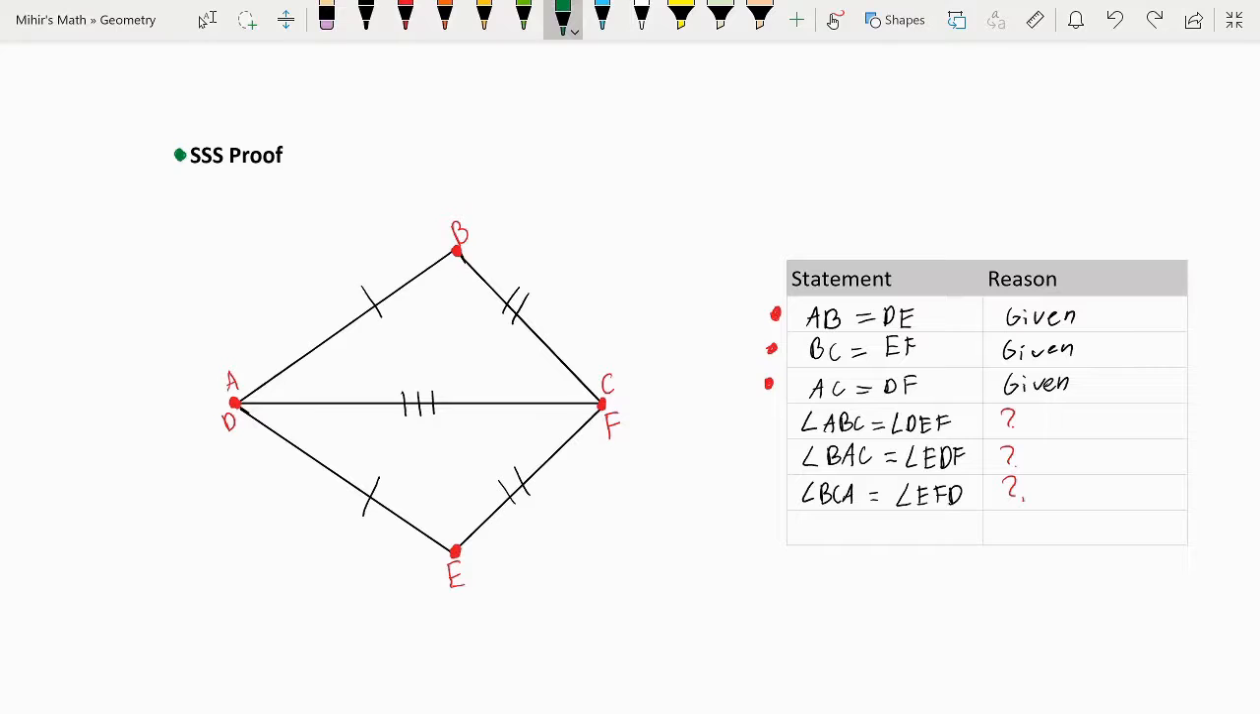So what I'm going to do is I'm going to draw an arc with C as the midpoint, and CB, or FE, being the radius. So what we'll see is that this arc is going to intersect with points B and E.